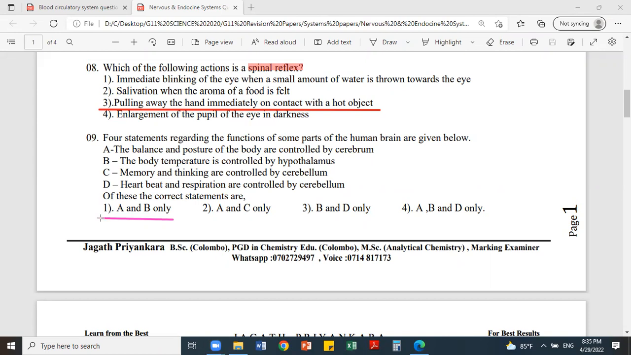Actually, it's like this. They are asking for the correct statement. Balancing of the body by cerebrum, memory and thinking by cerebellum. Question number 9, I think there's a problem. Anyway, please raise your hand those who put the first answer. Balancing of the body is by cerebellum, right? Not by cerebrum. Body temperature by hypothalamus, that's correct. Memory and thinking, that is cerebrum. So A and C are wrong, right?